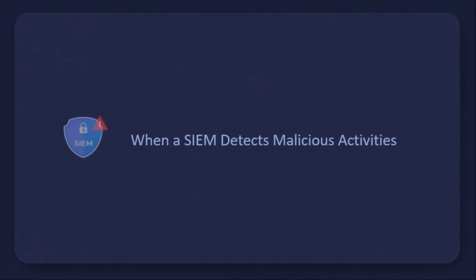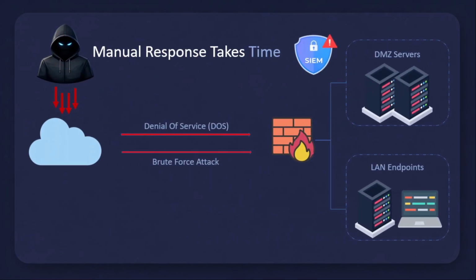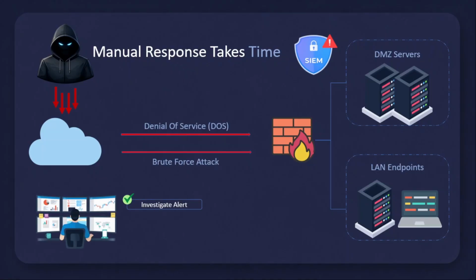When a SIEM detects malicious activity, whether it's a denial of service attack, a brute force attack, or something else, the response is usually still manual. A SOC analyst has to investigate the alert, confirm if the source IP is malicious, and then request the IP to be blocked from, let's say, a network security team to have the IP blocked on the network perimeter.